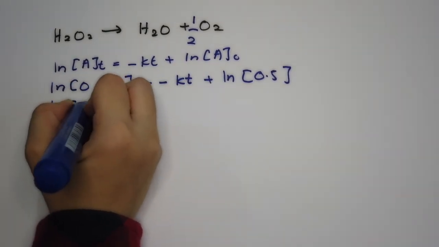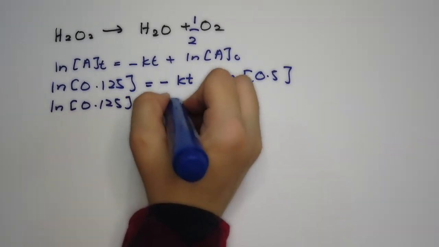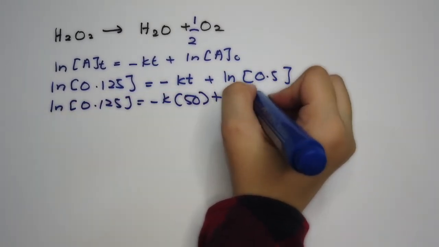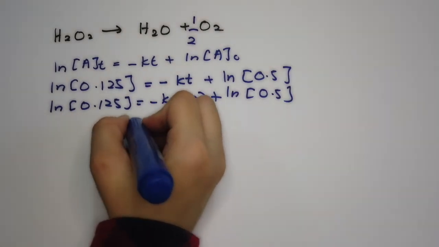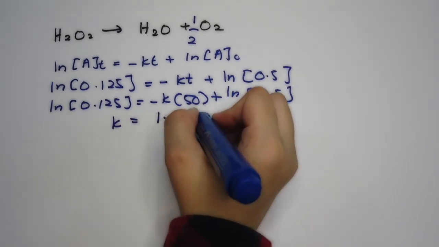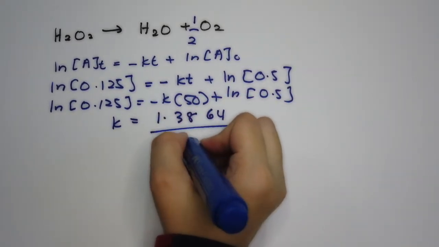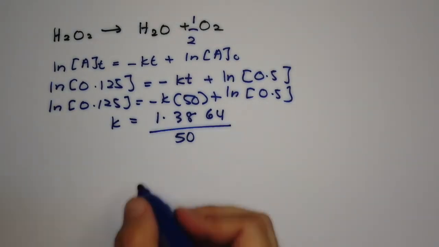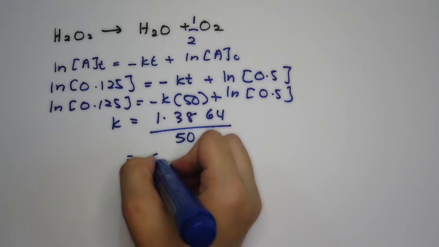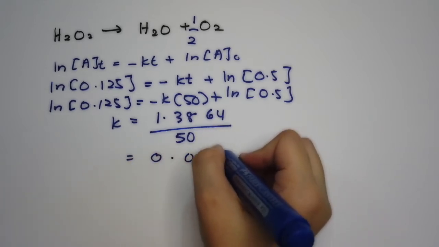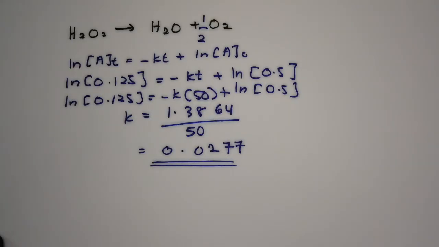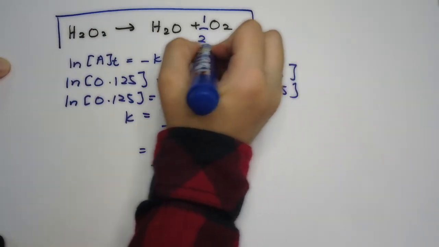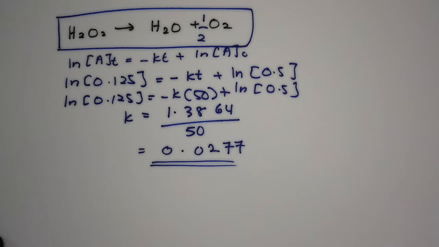So ln 0.125 equals negative K times 50 minutes plus ln 0.5. From here you should get the value of K. The value of K should be equivalent to 1.3864 divided by 50. So you should get your K equivalent to 0.0277. This is the value of K. Okay, the next thing that you need to do is look back at this equation. Don't worry, we will not do things that we are not going to use anyway.